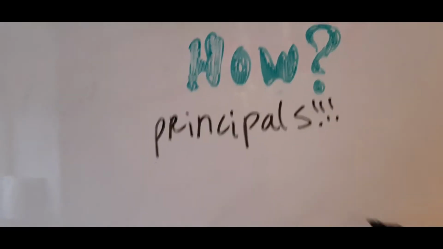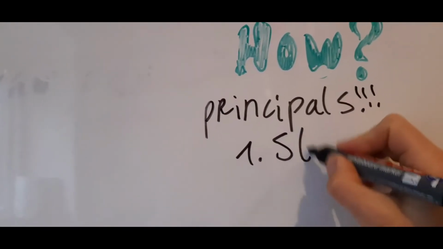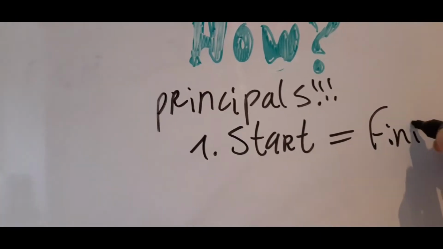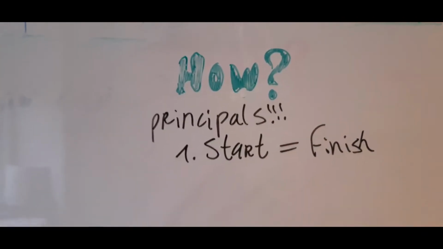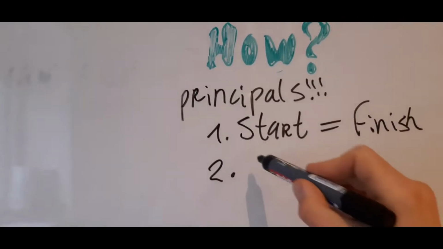The first one is that whatever I start, I need to finish. So if I start a course book, I need to finish the course book. If I start reading a text, I need to finish reading the text. If I start watching a movie, I need to finish watching the movie. That is to prevent myself from just jumping all over the place.